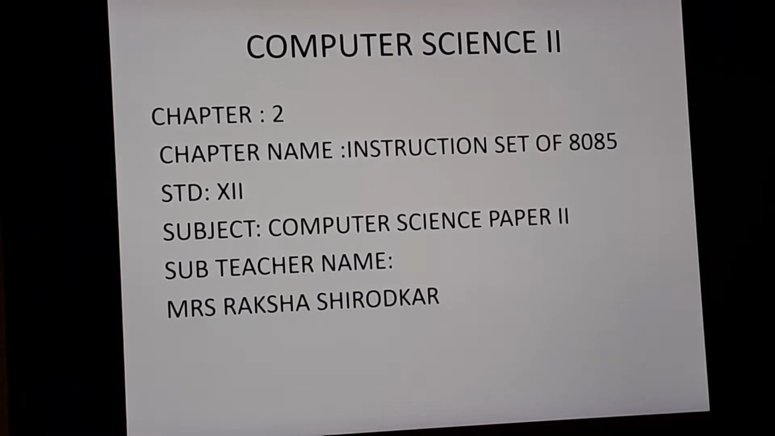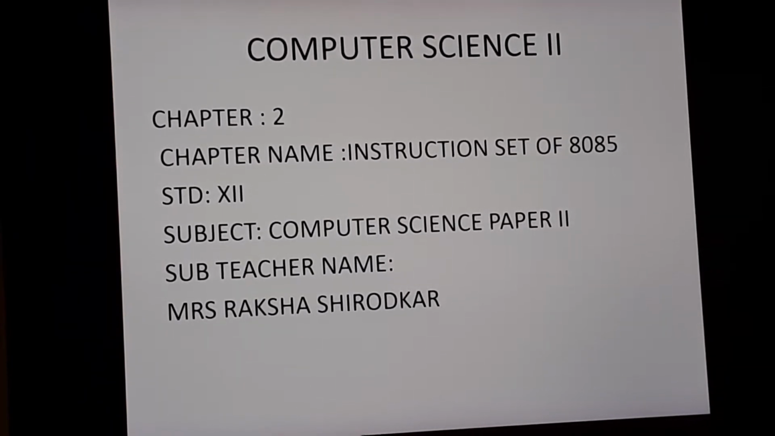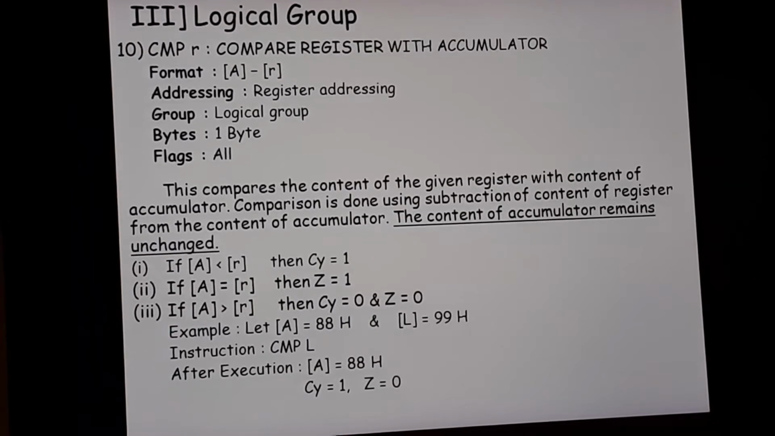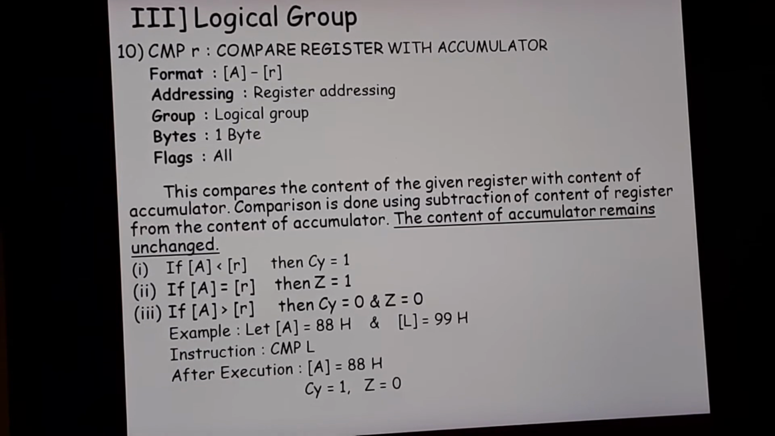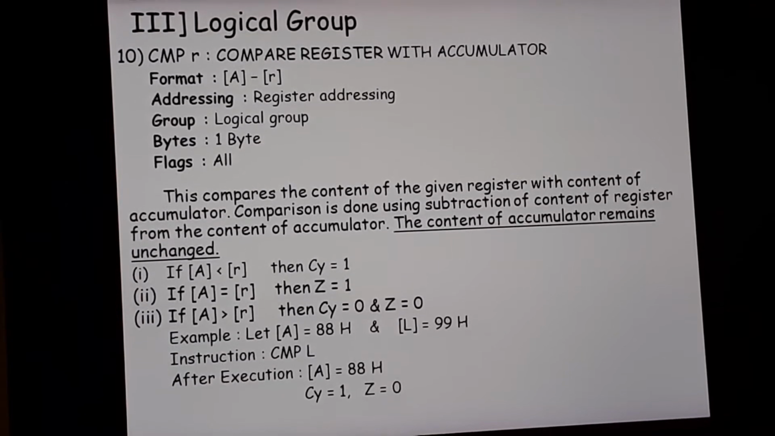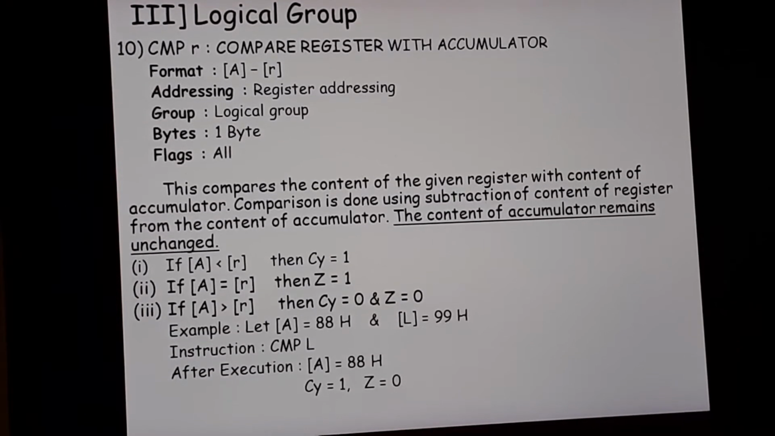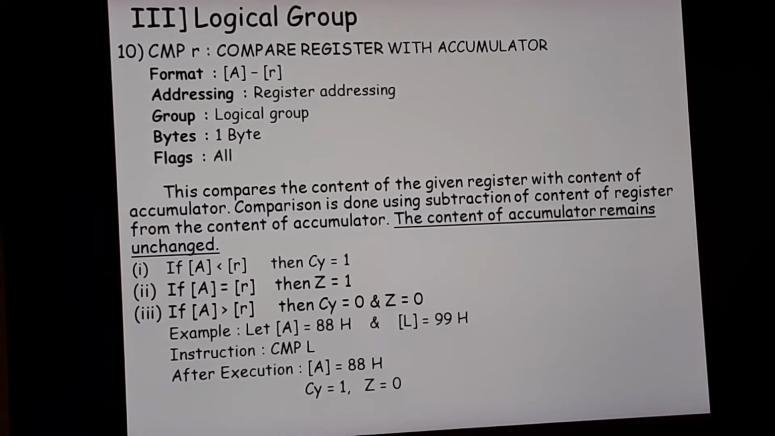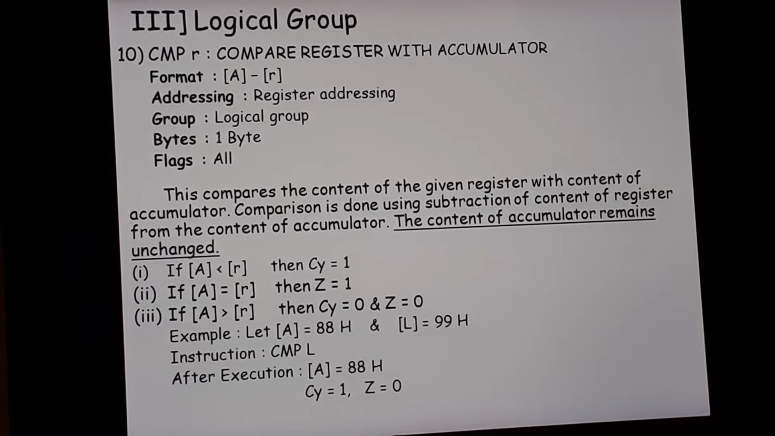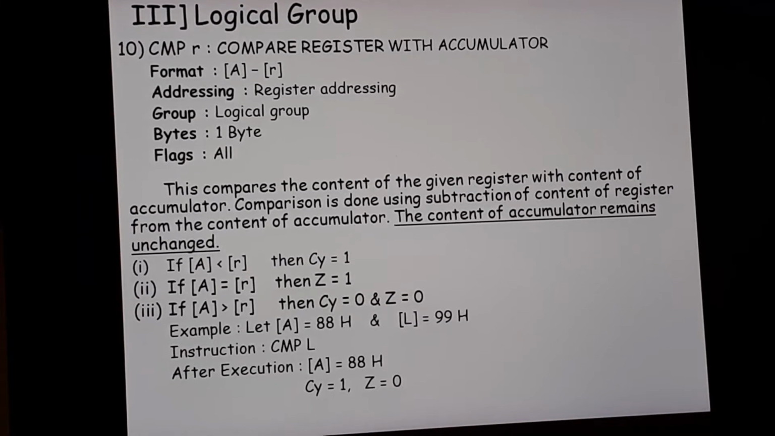So the same chapter, that is instruction set of 8085 from Computer Science paper 2, chapter number 2. Today we'll be continuing with the logical group. In the last video we had completed a total of 9 instructions from this particular group. So today we'll be starting with the 10th instruction from this group, that is CMP R, the first instruction in this video, number 10.